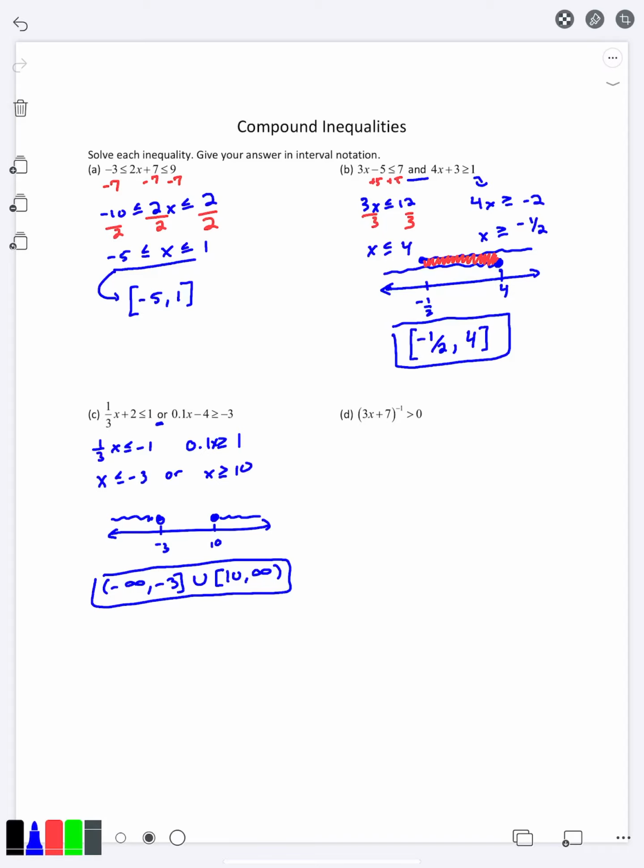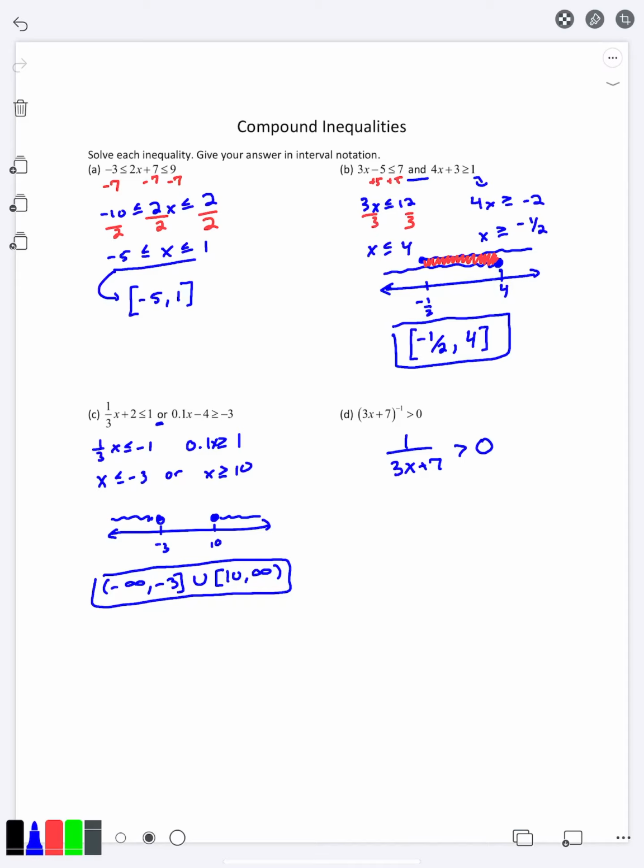Now this last one here is technically not a compound inequality. There's only one inequality there, but it's a bit tricky. Think about what 3x plus 7 to the negative 1 power is. It's really the same as 1 over 3x plus 7 is greater than 0. At this point, we have not learned how to handle inequalities that have fractions in them like this. They're called rational inequalities.